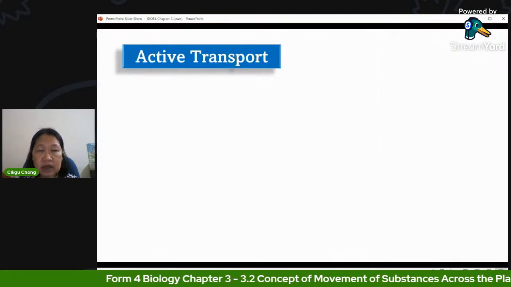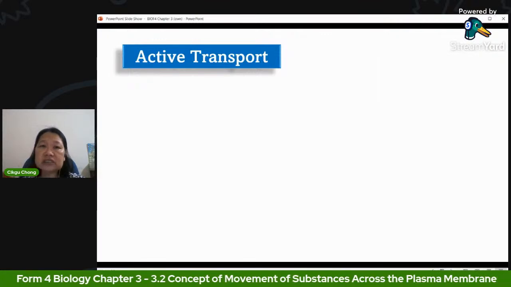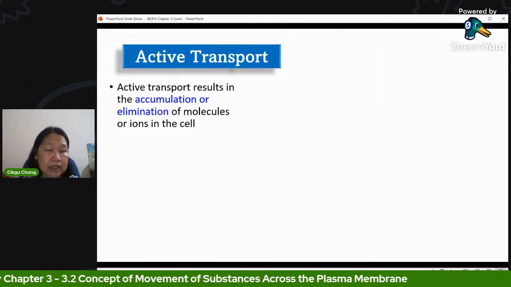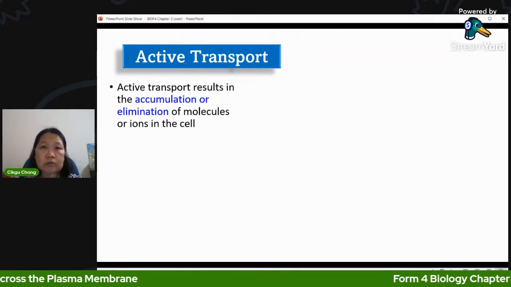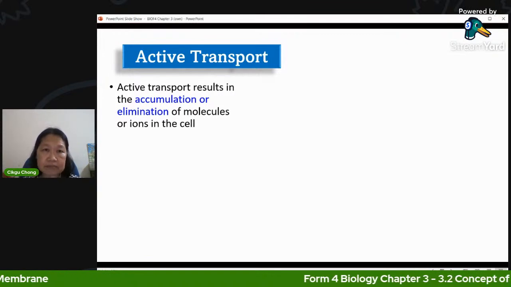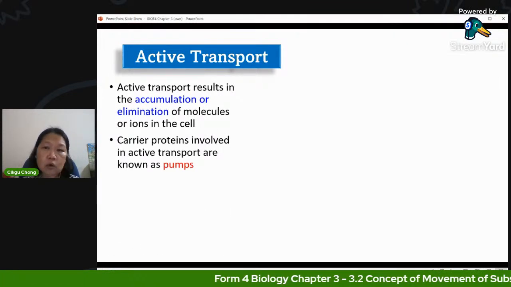Okay, next one. I need to tell you more because this one is important. You must know how to explain the entire process. Active transport results in accumulation or elimination. There won't be both sides the same. There will always be one side that is more and one side that is less.